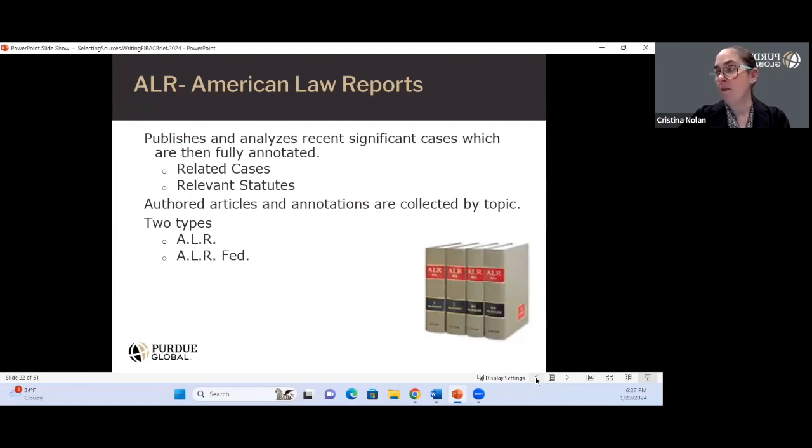The American Law Reports, these publish and analyze recent significant cases, and then they're fully annotated. Jason, they're exactly like Cliff Notes. And you know what? Cliff Notes were never wrong. There's nothing wrong with them. It's just when people didn't read the book and only read the Cliff Notes, but using them properly, it's fine.